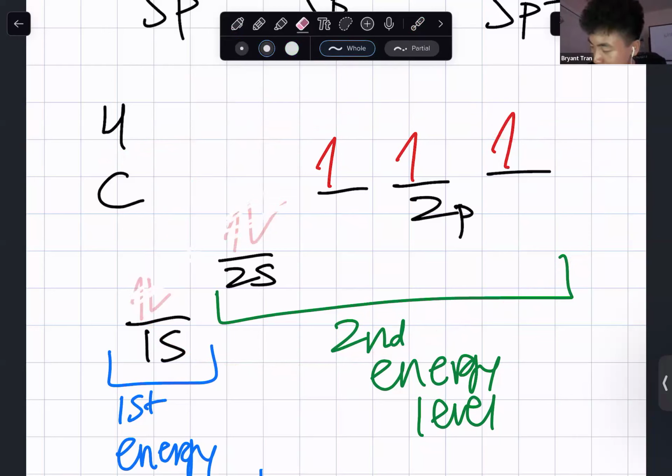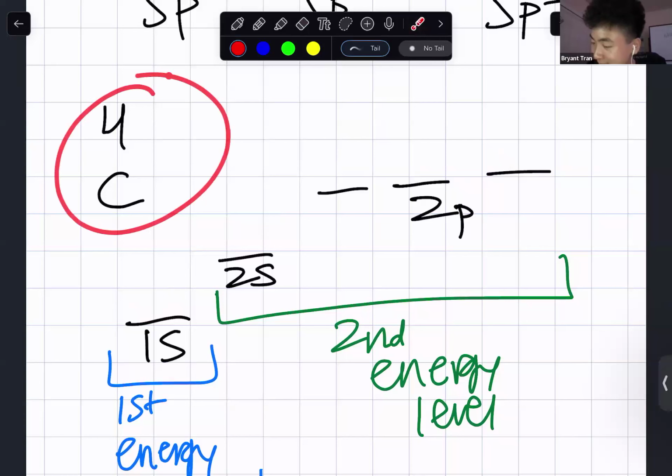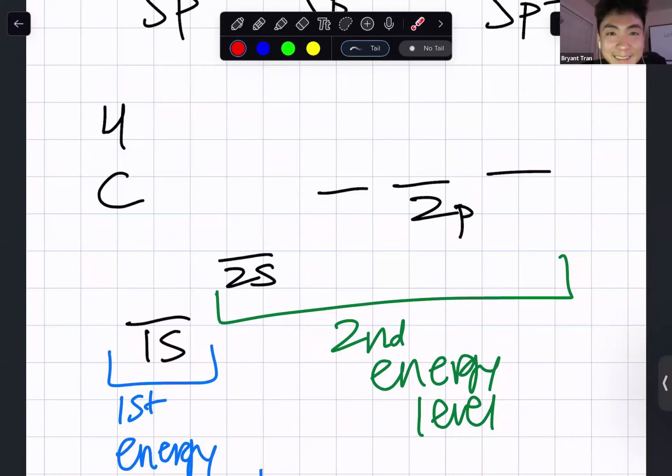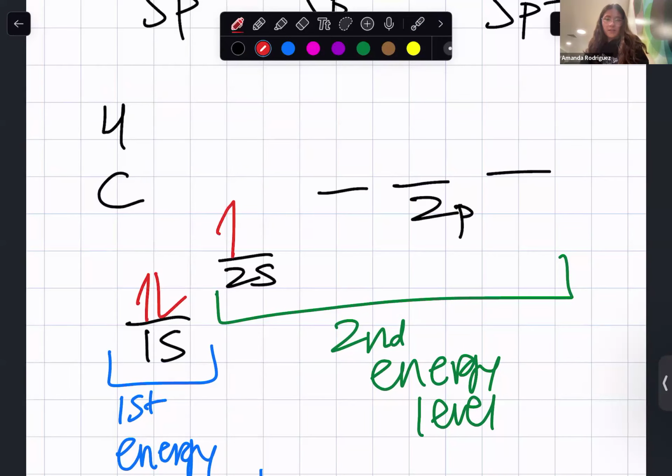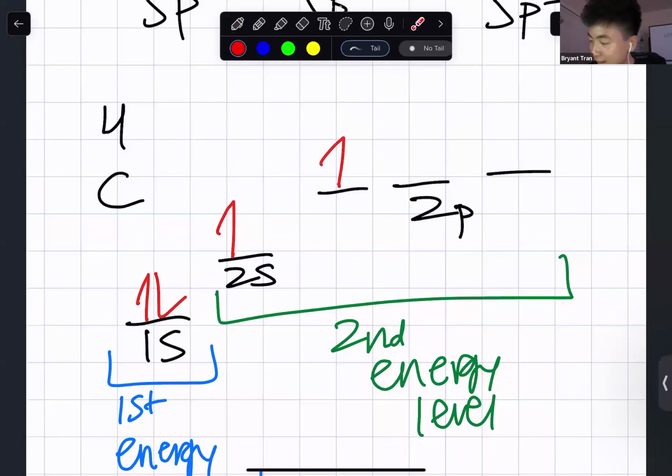Now let's do carbon. Let's go back to carbon. How would you do carbon? Two arrows on 1s, 1 on 2s, and 1 on 2p. Yes, like this, right? Correct.